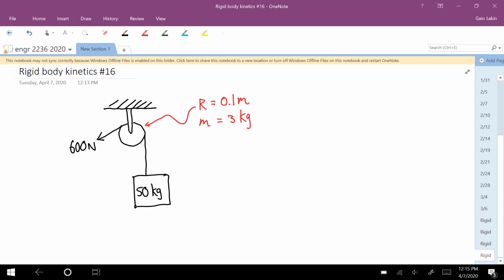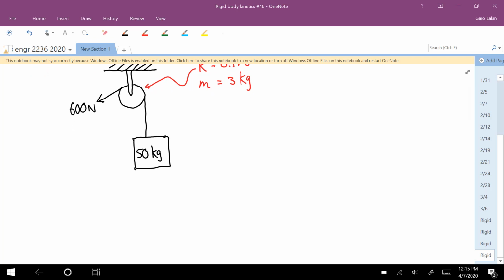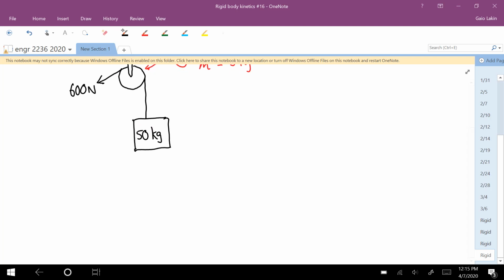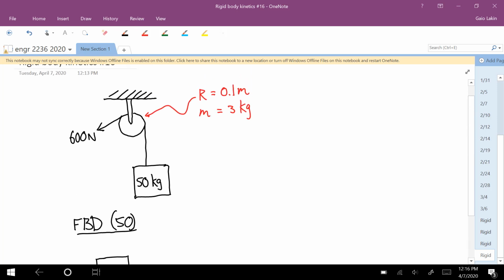Okay, so let's see here. I'm going to start by doing a particle kinetics problem with the 50 kilogram mass, and we're going to get some stuff that we can set aside for later. So, free body diagram of the 50 kilogram mass. You have a weight force down of 490.5. And you have a cable force up.